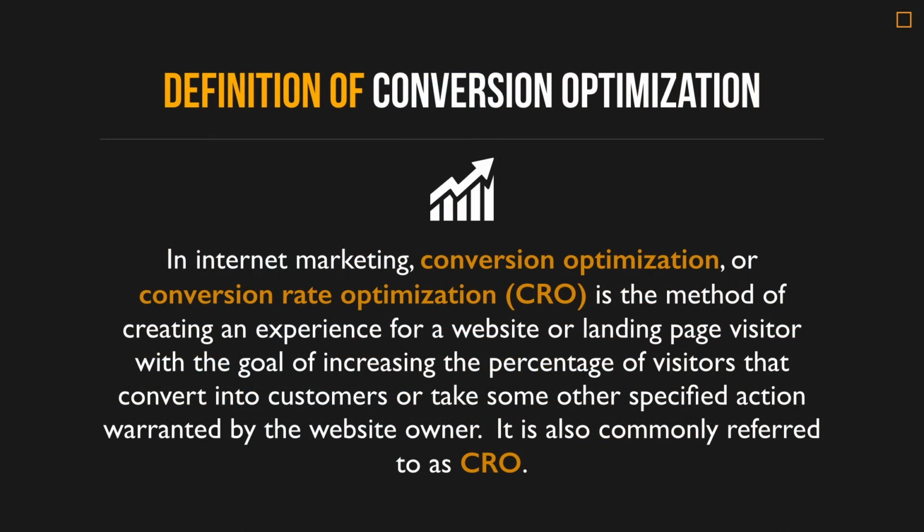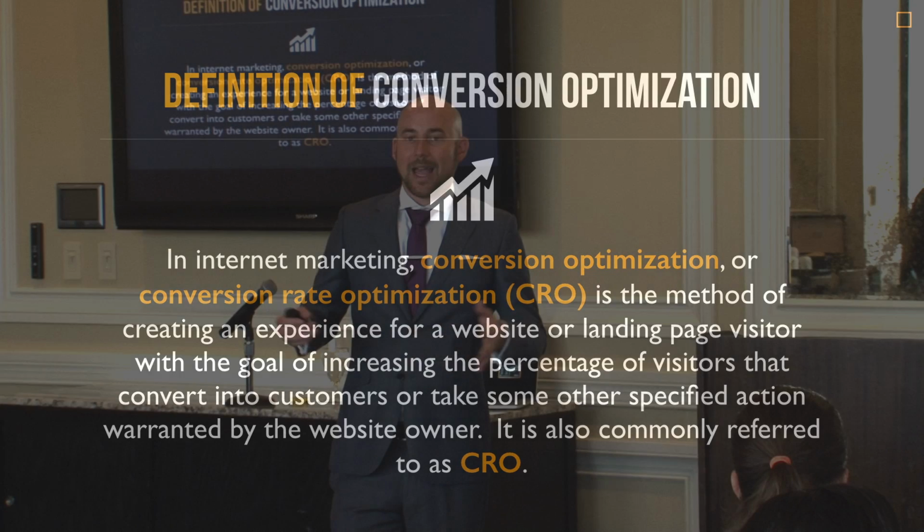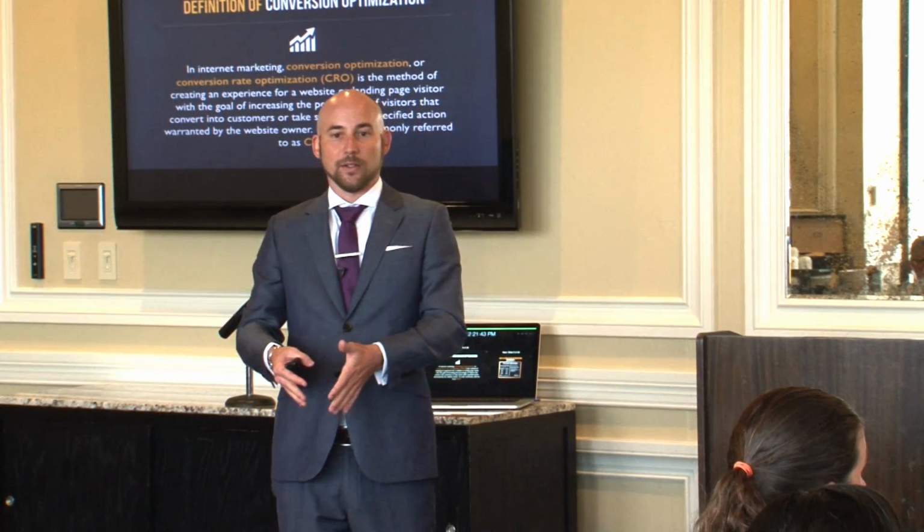Definition of conversion optimization. In internet marketing, conversion optimization or conversion rate optimization is the method of creating an experience for a website or landing page visitor with the goal of increasing the percentage of visitors that convert into customers, or in your case, some other specified action like donating, warranted by the owner. It's commonly referred to as CRO. So it's how many people as a percentage can we increase and push through the funnel, right? We want to get more donors donating.